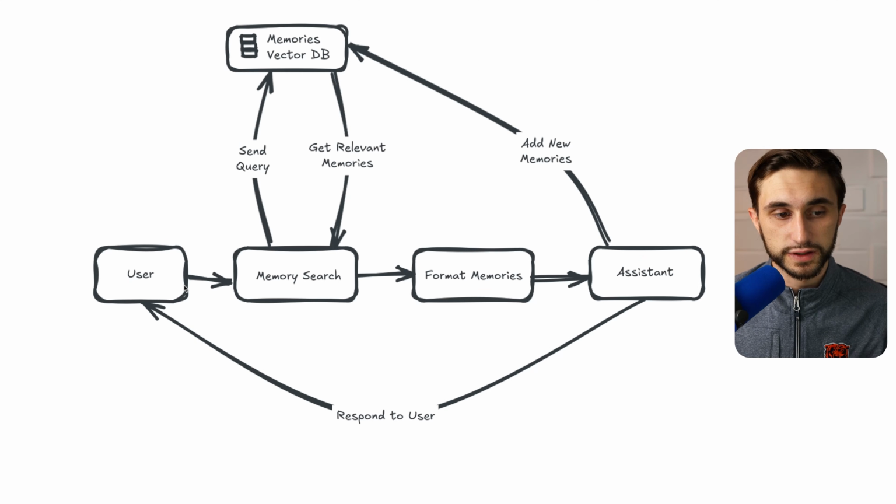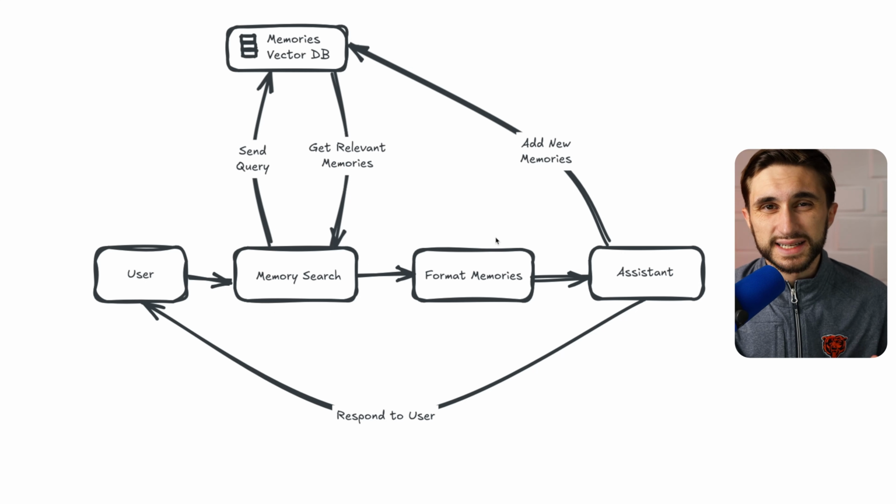So going into this, if the user just said, "What is my name?" the assistant isn't going to know out of the box what your name is. But if that's stored in the memory database, then this assistant is going to be able to get that information from this system right here.